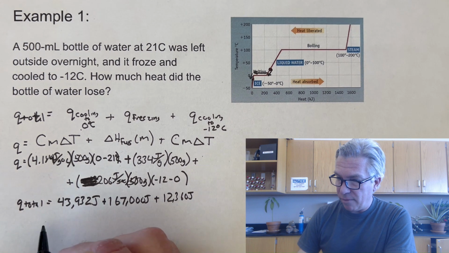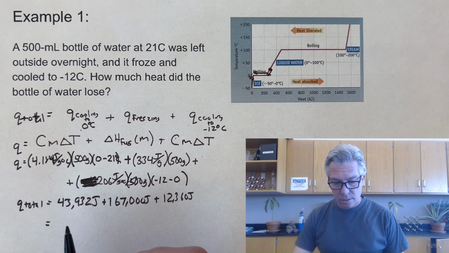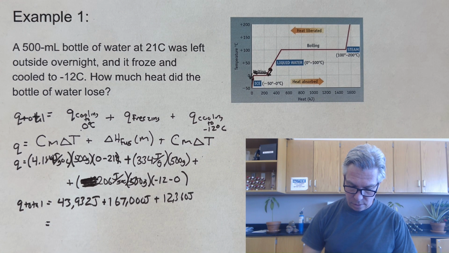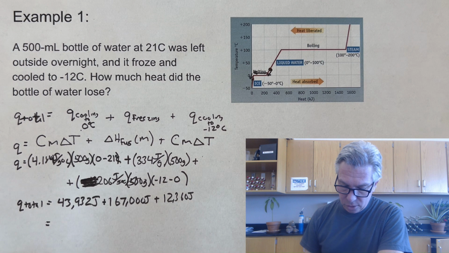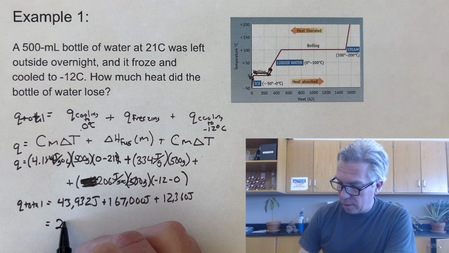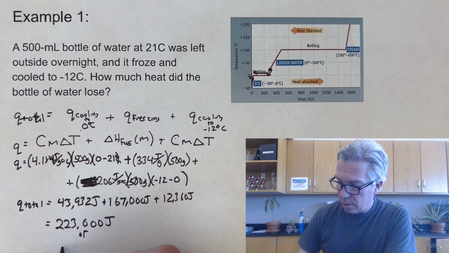And I'm going to round my final answer. So I'm going to add those together. And that gives me 223,000 joules. So I'm going to round that to 223. There's other numbers there, but I'm just going to keep 3, or 223 kilojoules.